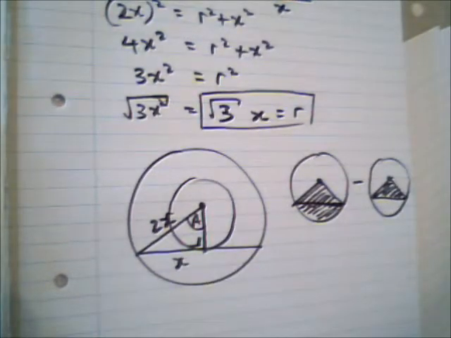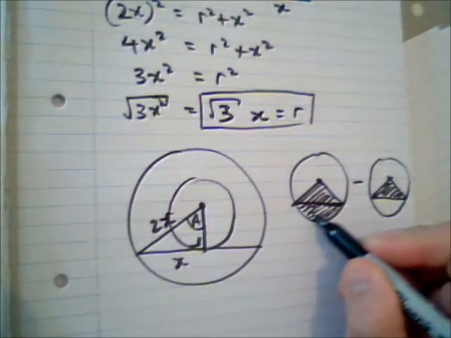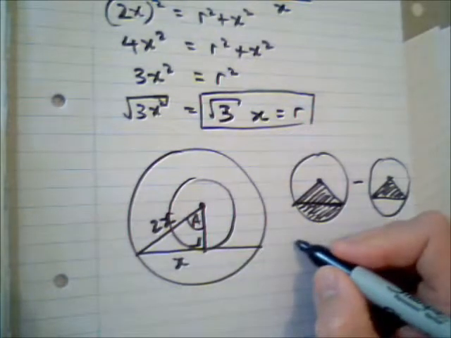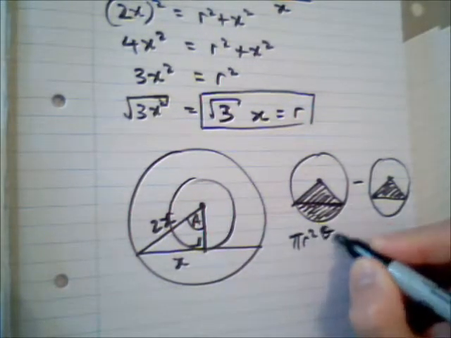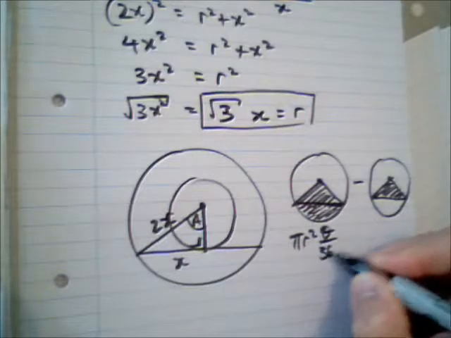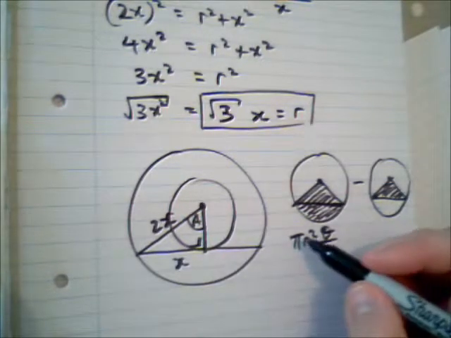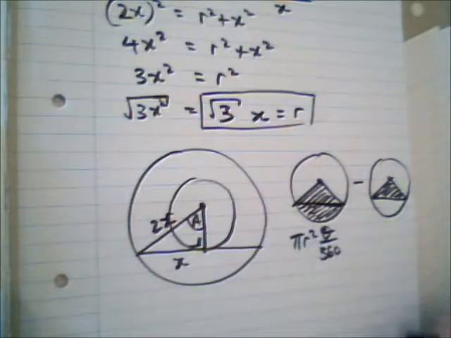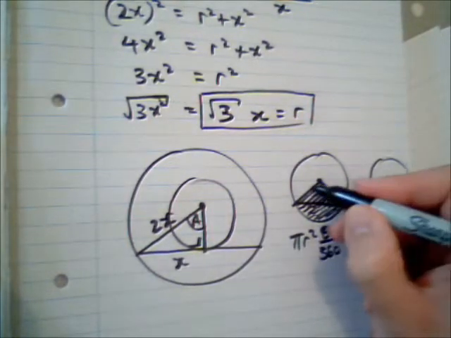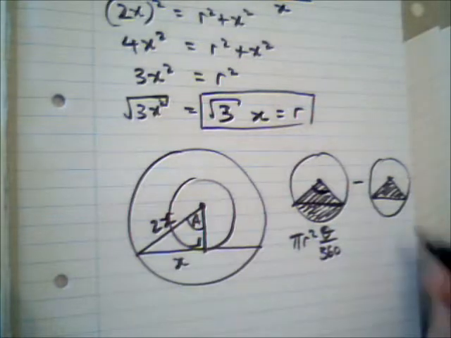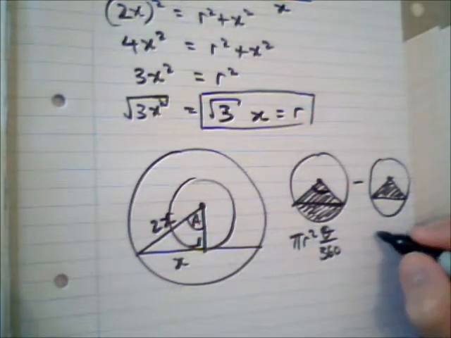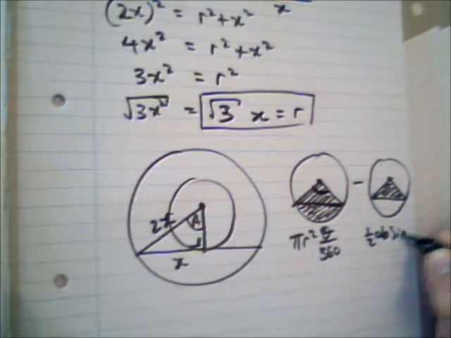Now if you go to the log tables, you can find that the area of a sector, it's out near the front, the area of a sector is pi r squared theta over 360 if it's in degrees. It's slightly different if it's in radians. So that's the area of the sector for when that angle there is theta, and the area of a triangle is half AB sine C.